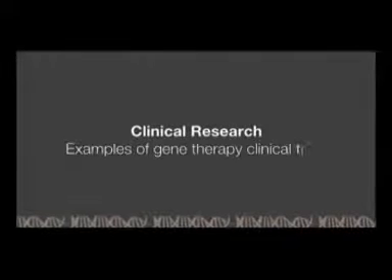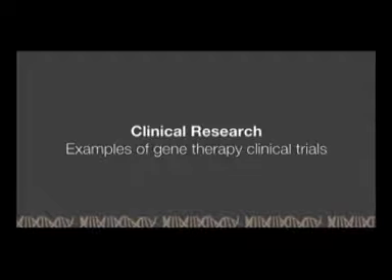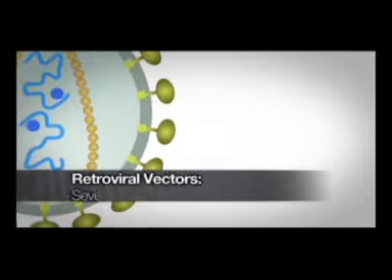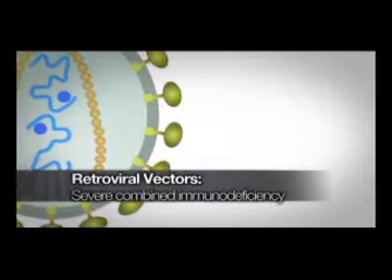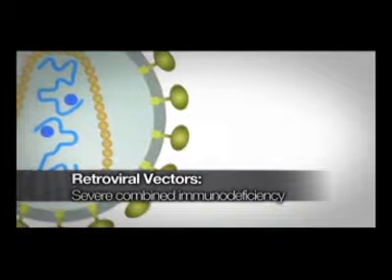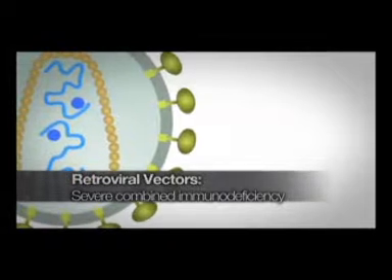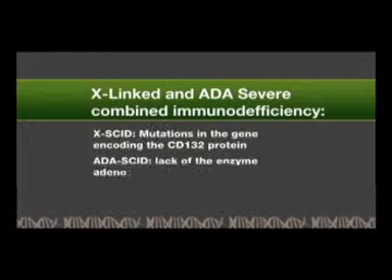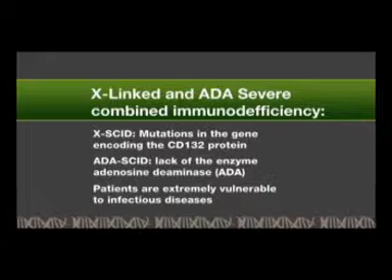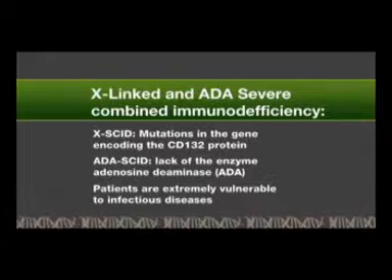Several gene therapy approaches have been used successfully to treat different diseases in humans. For example, retroviral vectors were used in an ex vivo approach to treat a type of severe combined immunodeficiency. Patients with this devastating disease suffer from a genetic defect that makes them extremely vulnerable to infection, forcing them to live isolated from the environment. They are known as the bubble children.